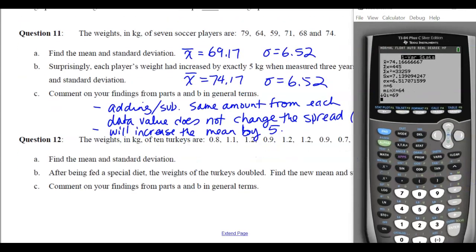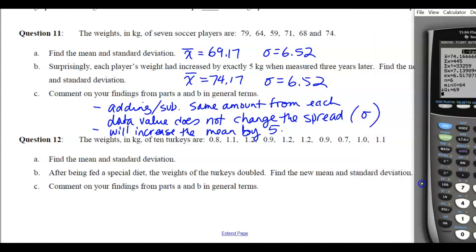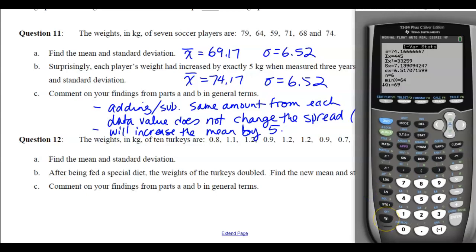Okay. And last one, the weights in kilograms of 10 turkeys are given. Find the mean and standard deviation. After being fed a special diet, the weights of the turkeys doubled. Find the new mean and new standard deviation. Okay, so let's compare that.